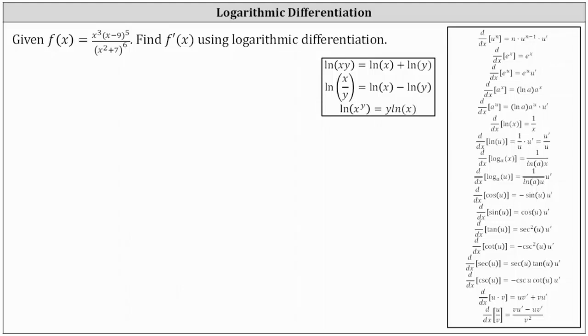We are given f of x and asked to find f prime of x using logarithmic differentiation. Let's first rewrite the function and replace f of x with y. This gives us y equals the product of x cubed and the fifth power of x minus 9, divided by the sixth power of x squared plus 7.